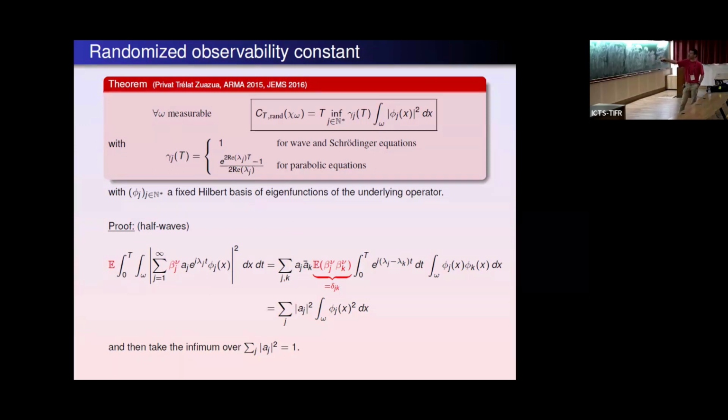So this is the computation I showed yesterday, and that allows us to show that the randomized observability constant that we introduced, which is the randomized version of the observability inequality, has a nicer expression, which is that one. Do not care now about the time capital T, because the time capital T will be a multiplying scalar, so in what follows it won't play any role. And you have an infimum of spectral quantities with a coefficient in front of the integral. This coefficient is exactly equal to 1 whenever you deal with wave or Schrödinger equations. And when you deal with parabolic equations like the heat equation or the Stokes equation, it is an exponential of the eigenvalue.